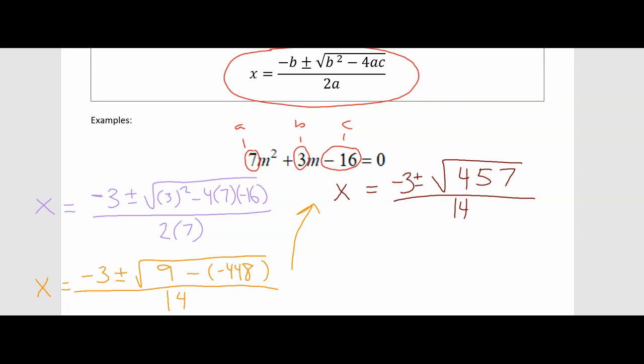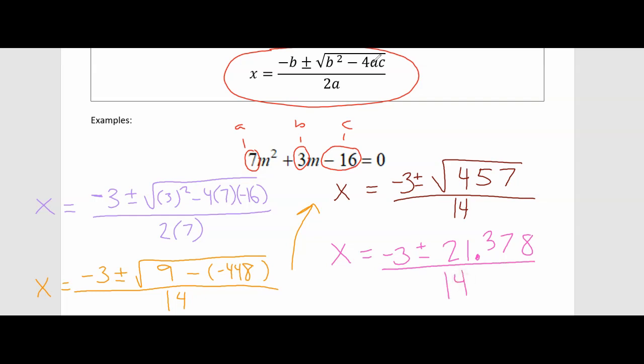Now, sometimes what's underneath the radical will be a perfect square, right? So you could test it on your calculator. You can do the square root of 457. But that turns out to be approximately 21.378. So what I'm going to do here is I've got x is equal to negative 3 plus or minus 21.378. Now, I didn't tell you what decimal place to round to, so I'm just going to 3. When it tells you, though, then you may need to go to 2 or 1 or 4, etc., based on the directions.